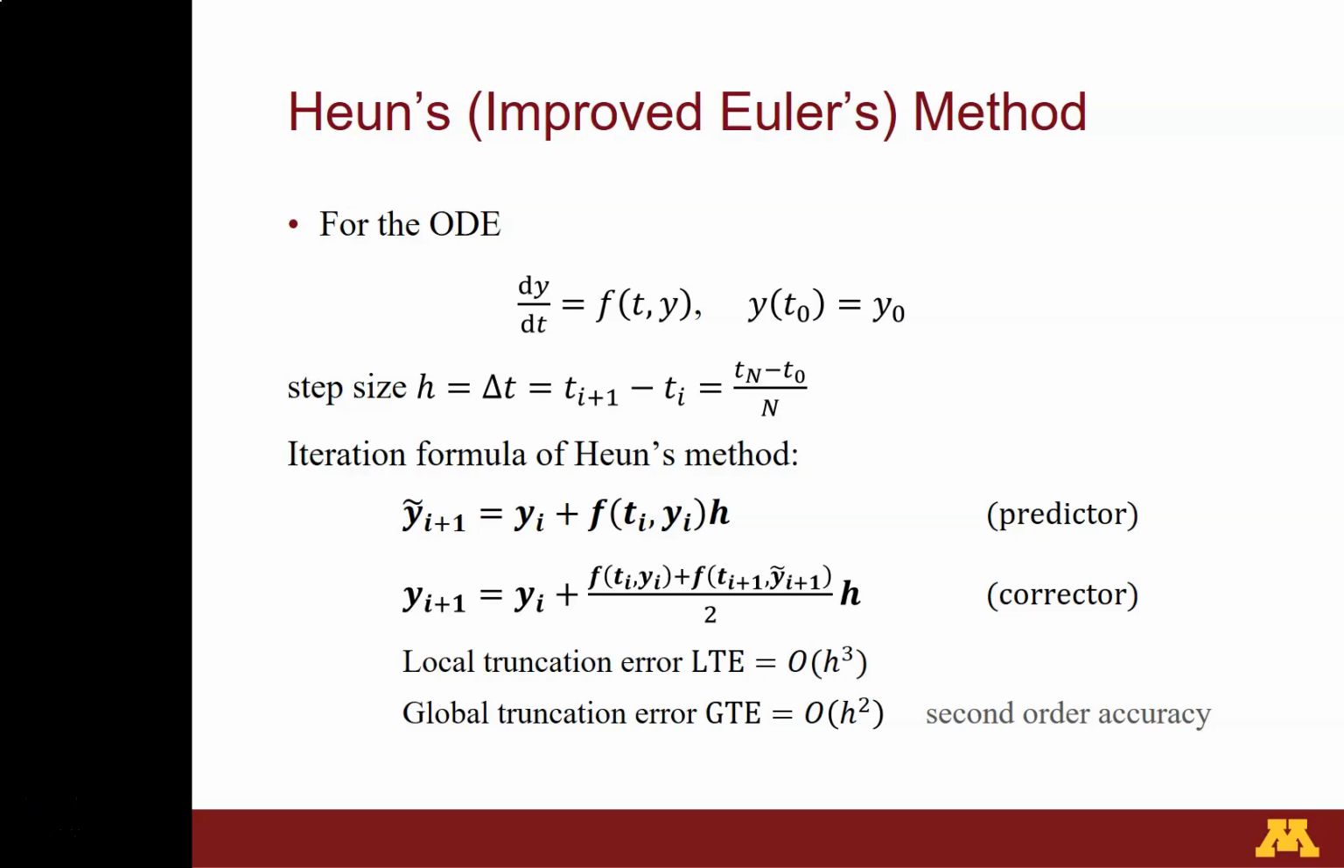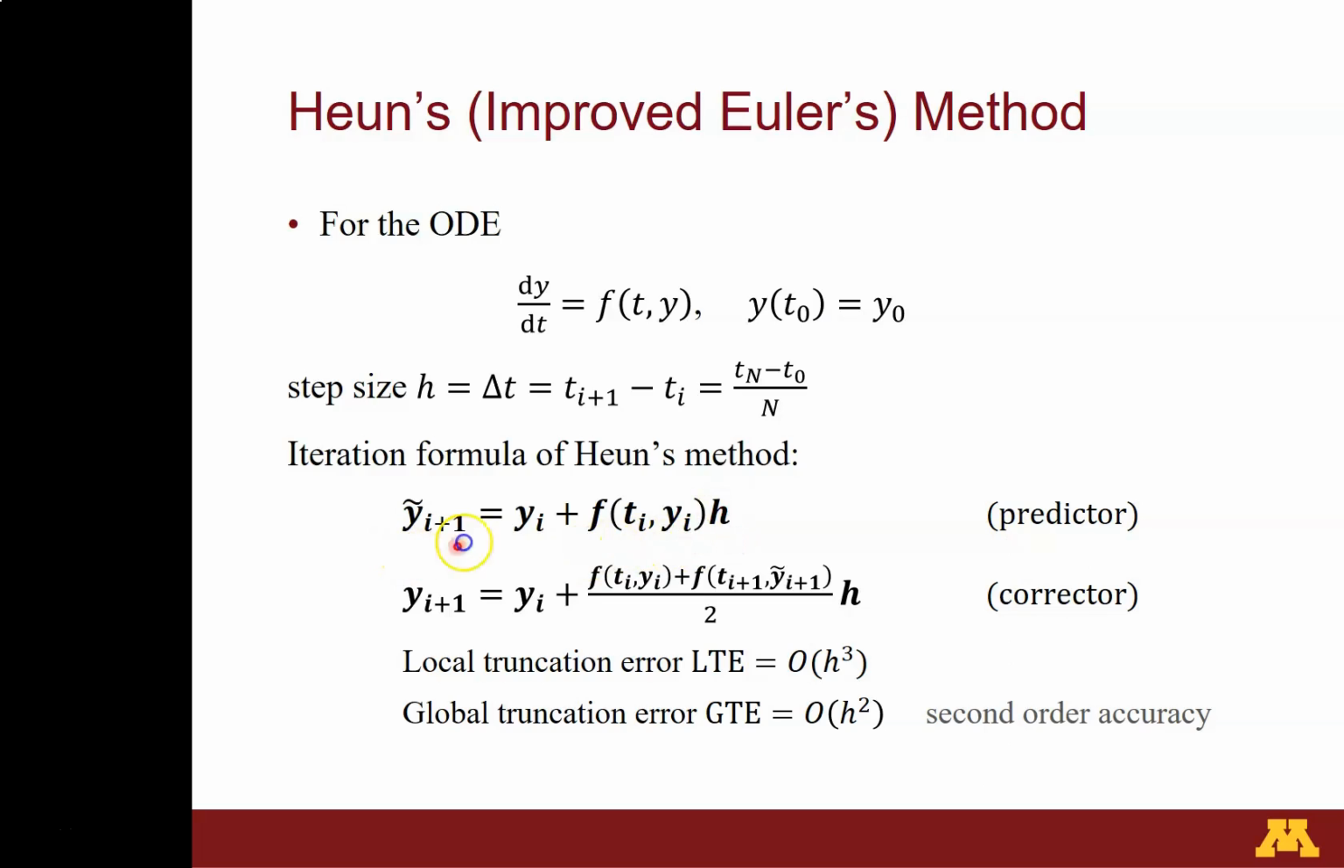Here is the Heun method, also called the improved Euler method. For the standard form of the ODE here, given the initial value, taking the step size first, then the iteration formula of the Heun method is these two formulas. The first formula is actually the Euler method. We call it the predictor. See here, right? The slope times h is the Euler method.